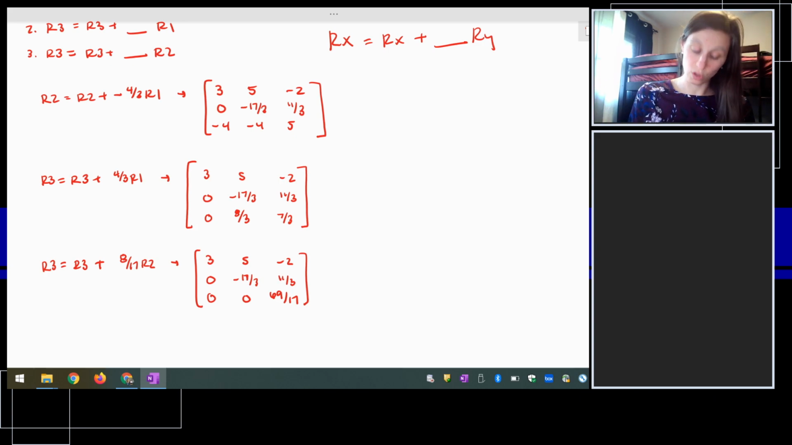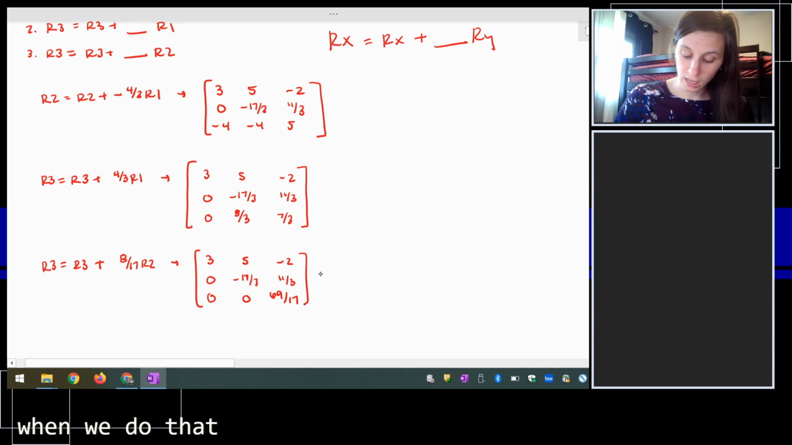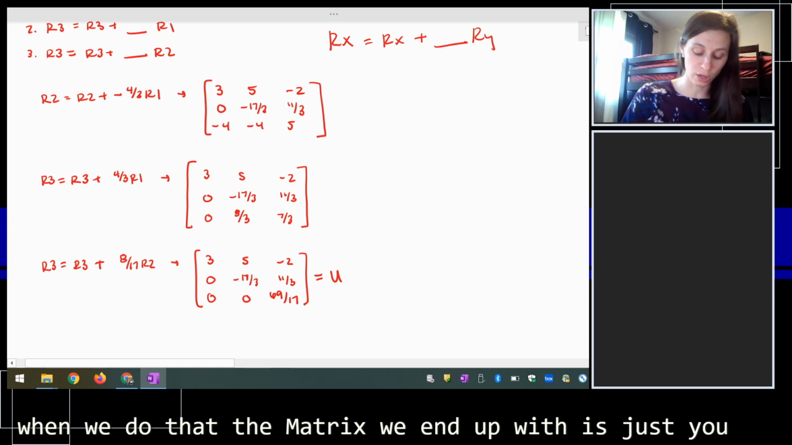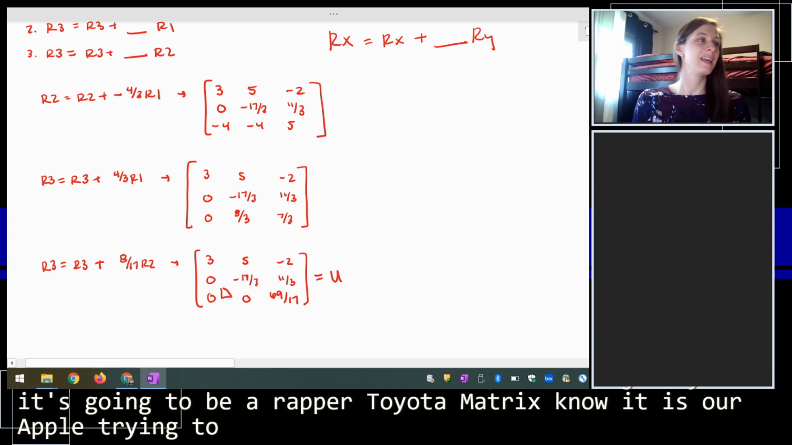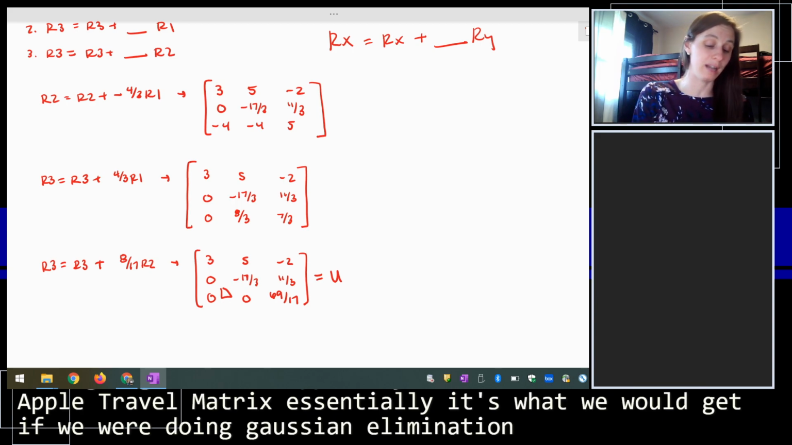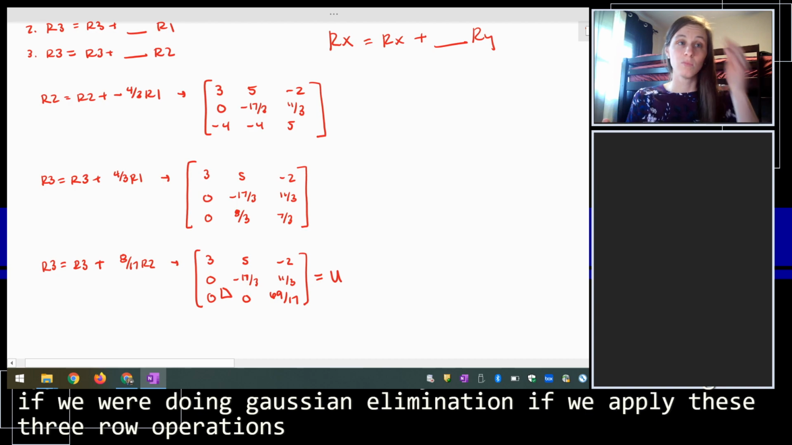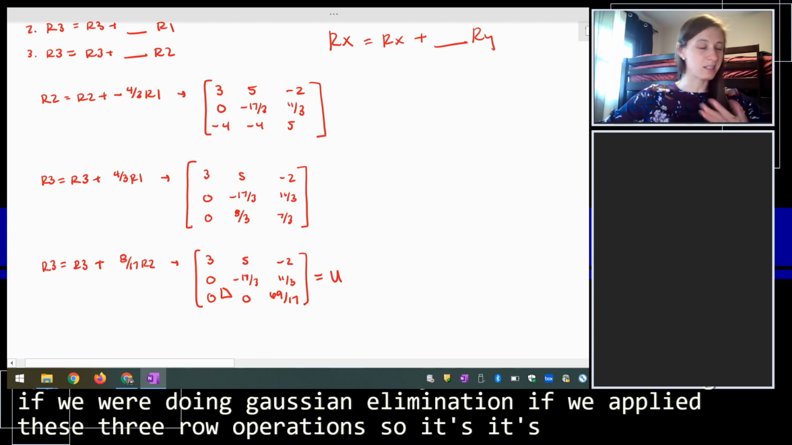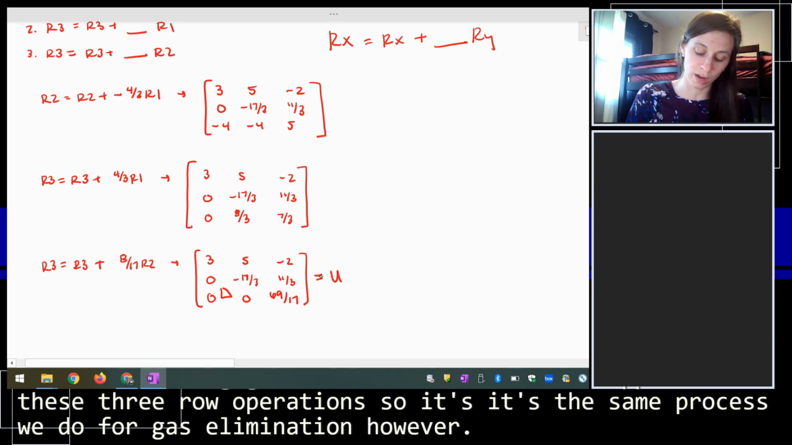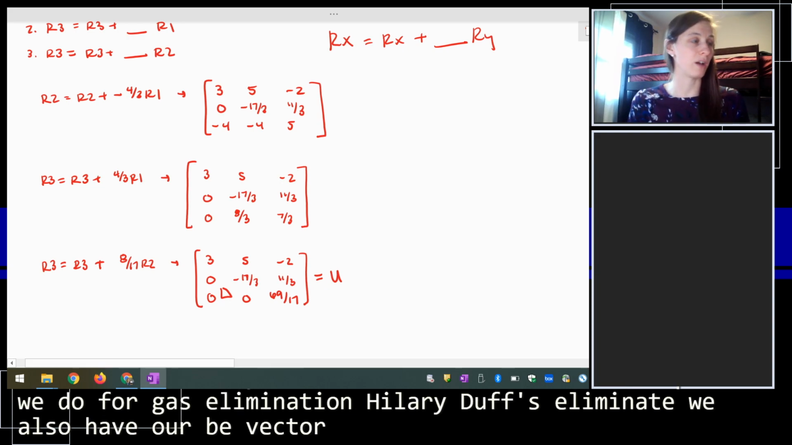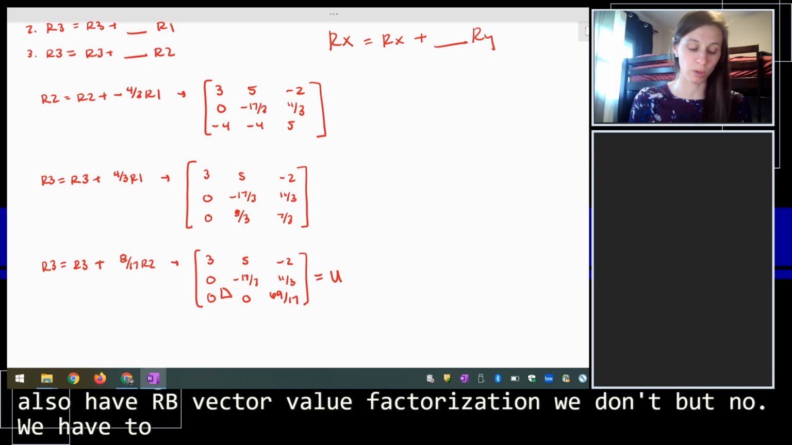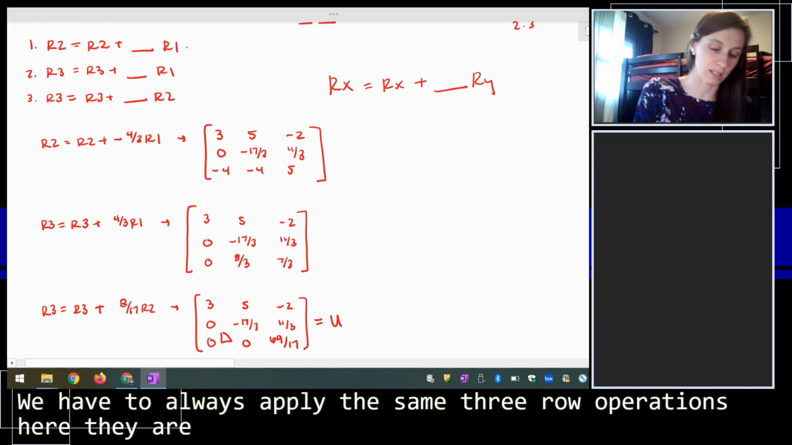So it turns out when we do that, the matrix we end up with is just U. It's going to be our upper triangle matrix. Essentially, it's what we would get if we were doing Gauss elimination, if we applied these 3 row operations. So it's the same process we do for Gauss elimination. However, for Gauss elimination, we also have our B vector. For LU factorization, we don't. But note, we have to always apply these same 3 row operations. Here they are listed out.